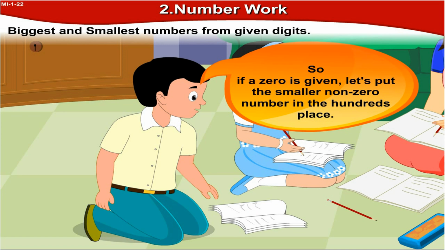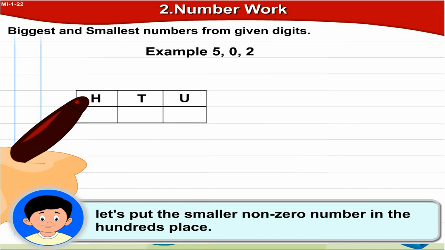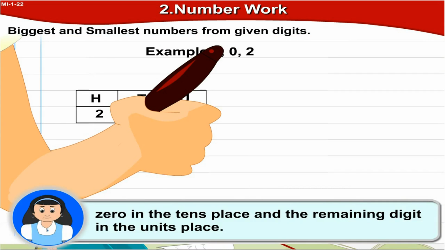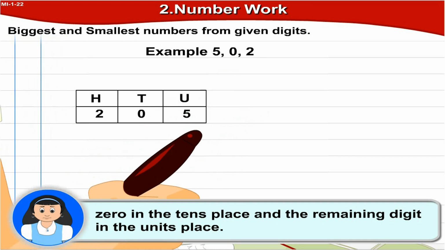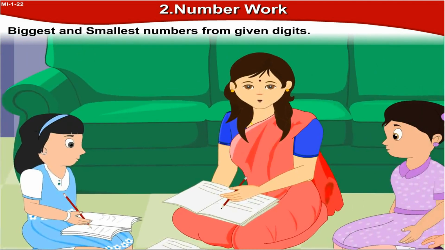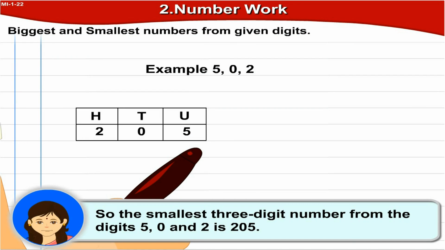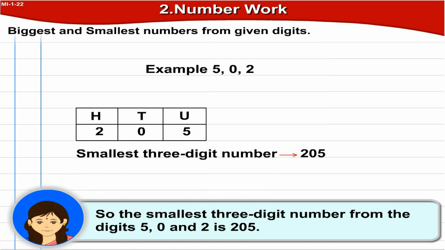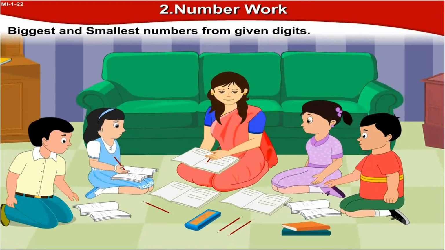So they are really 2-digit numbers. So, if a 0 is given, let's put the smaller non-zero number in the hundreds place. Then we will write 0 in the tens place and the remaining digit in the units place. Yes. So the smallest 3-digit number from the digits 5, 0 and 2 is 205. Well, I'm sure you've all understood it very well. Yes!